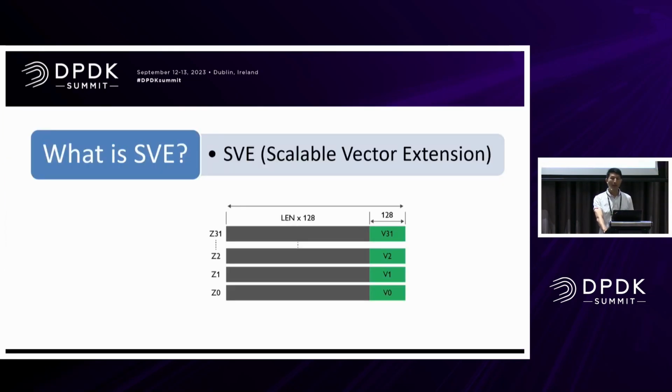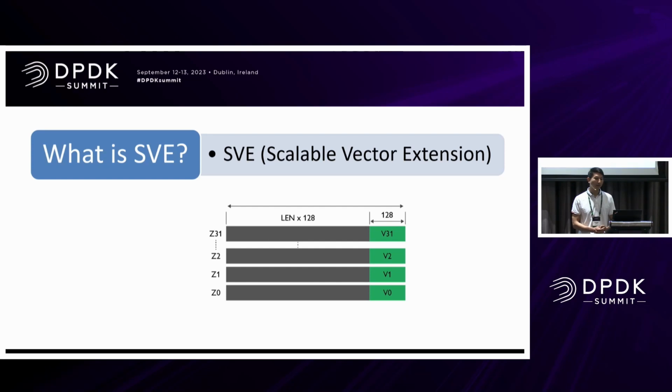First, what is SVE? SVE is short for Scalable Vector Extension. It's an addition to the architecture instruction set. As you can see, it is for vector processing. Vector processing is not a new thing in the DPDK project, as you can find a lot of code in libraries and in PMDs that is doing vector processing.